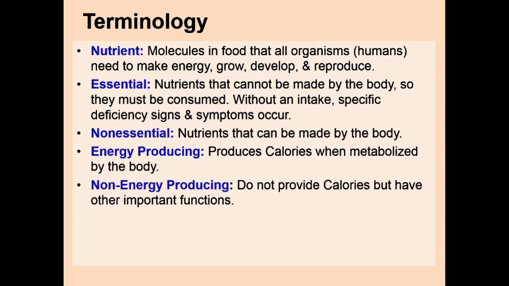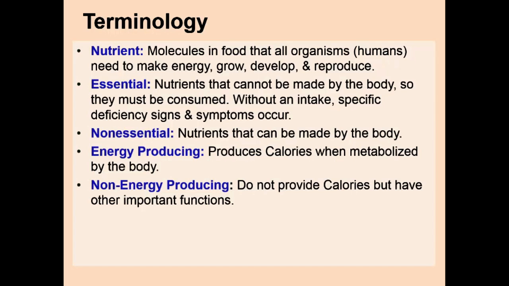There are other terms that you need to be familiar with. The first is nutrient. So nutrients are the molecules in food that help all organisms, such as humans, to make energy, grow, develop, and reproduce. We have two types of nutrients, essential and non-essential. Essential nutrients are the ones that cannot be made by the body, so they must be consumed. If they are not consumed in adequate amounts, very specific deficiency signs and symptoms occur.